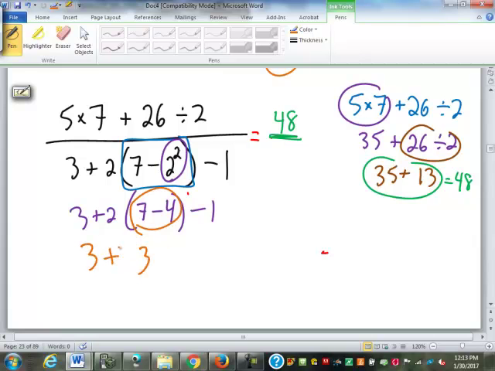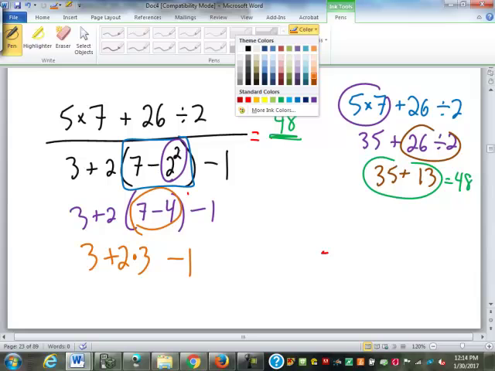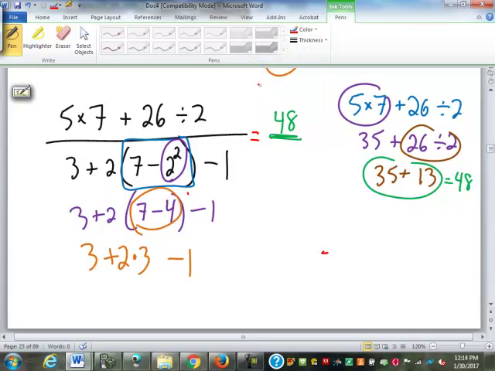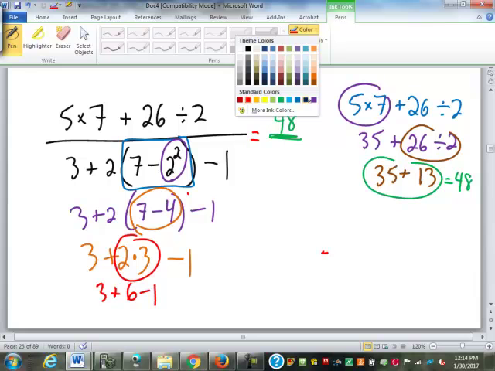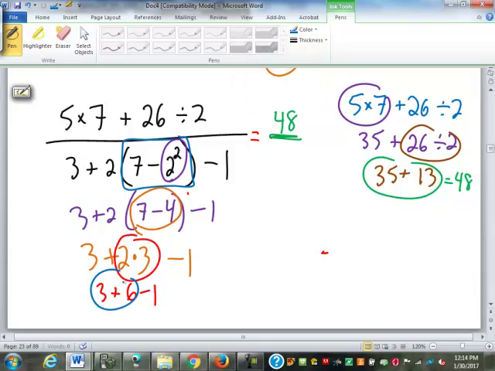I don't need the parentheses anymore, so I can get rid of them. What do I have to remember to do? Put in the multiplication. Good. What's next? Multiply. 2 times 3 is 6. And then add. 3 plus 6 is 9. 9 minus 1 is 8. This is 48 divided by 8, which is 6.